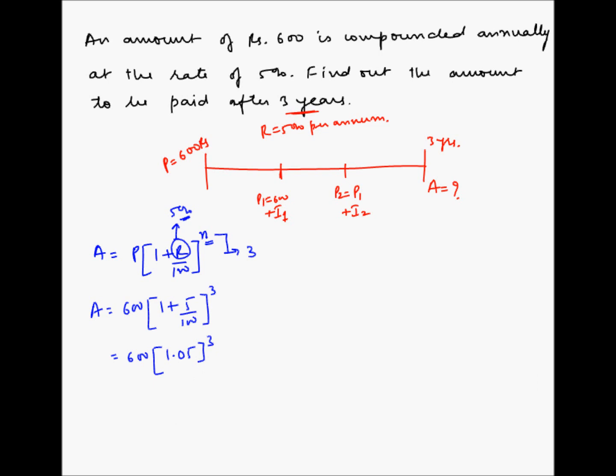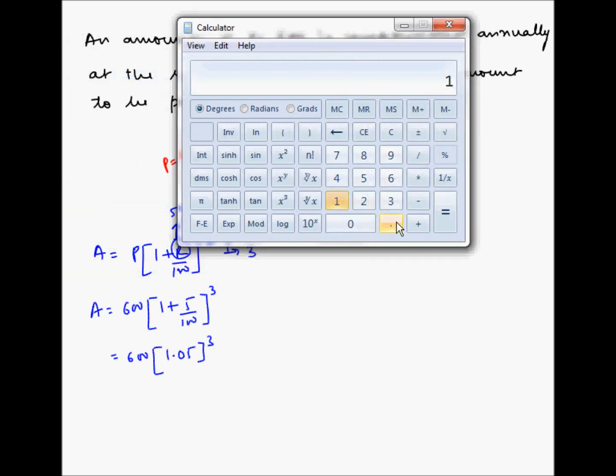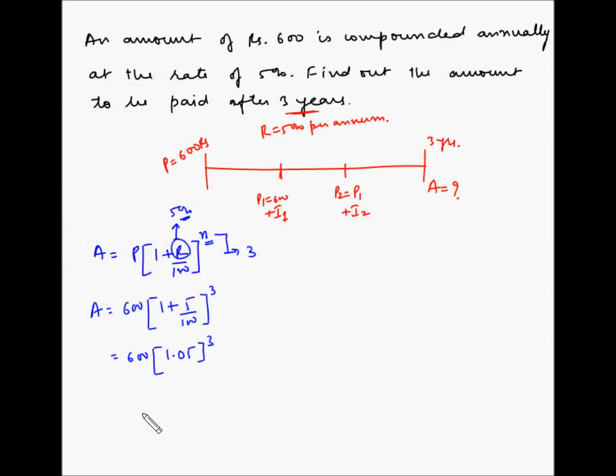So let me pull my calculator here. So 1.05 to the power of 3 multiplied by 600 is equal to 694.575. So here the amount is equal to 694.575 rupees. So this is the amount that you get when you invest rupees 600 at the rate of 5% per annum when the interest is being compounded annually.